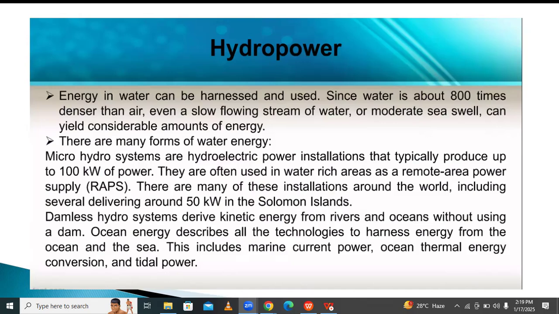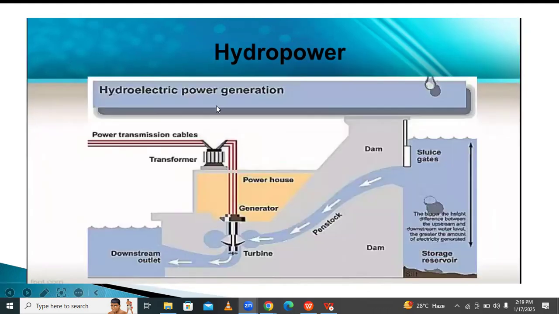There is a coupling between the turbine and the generator. Then we can generate the electricity. That is hydropower plants. You can easily generate power in hydropower plants, and maintenance is very low. This is a schematic diagram of how you generate power by using hydroelectric power generation.